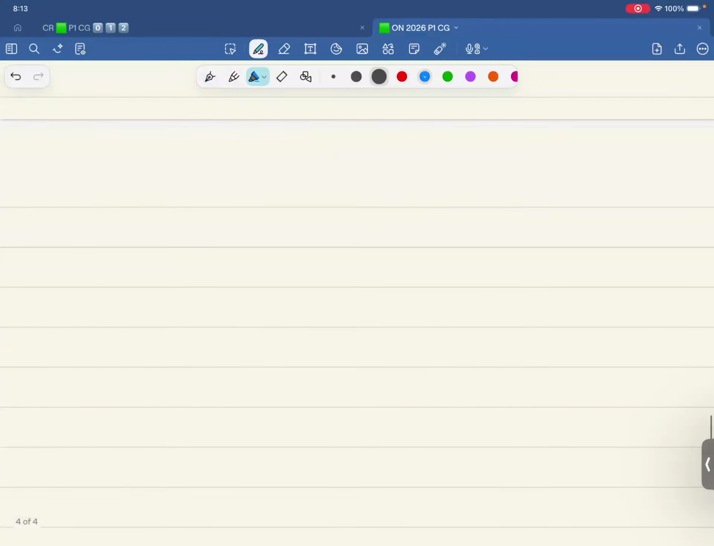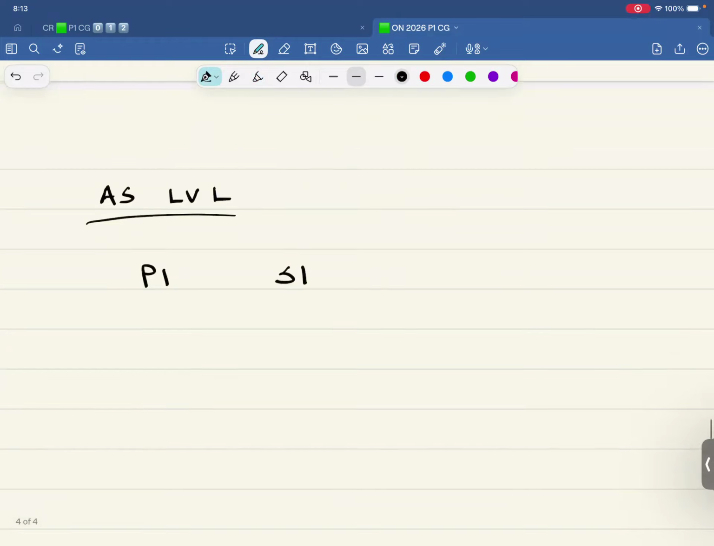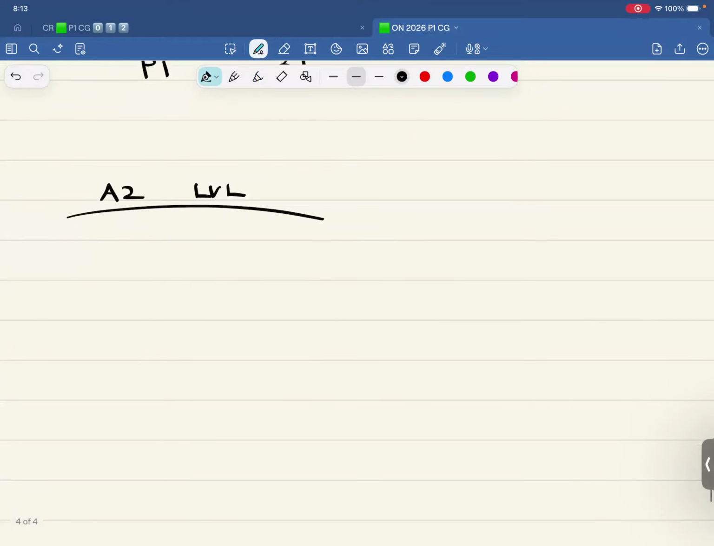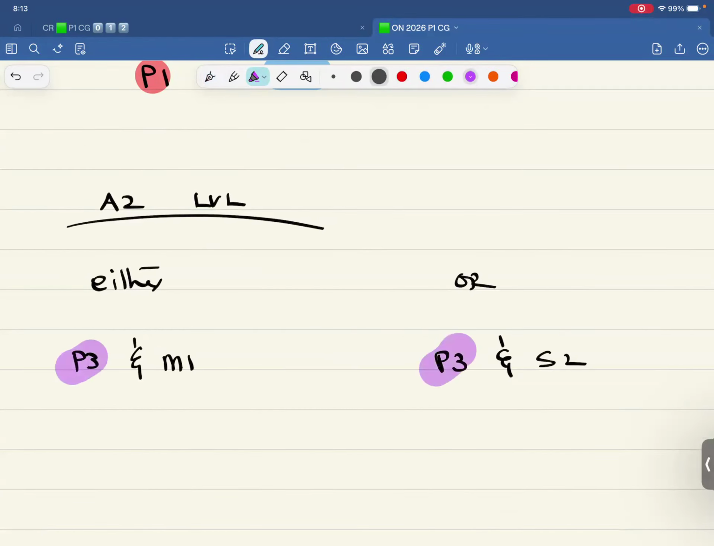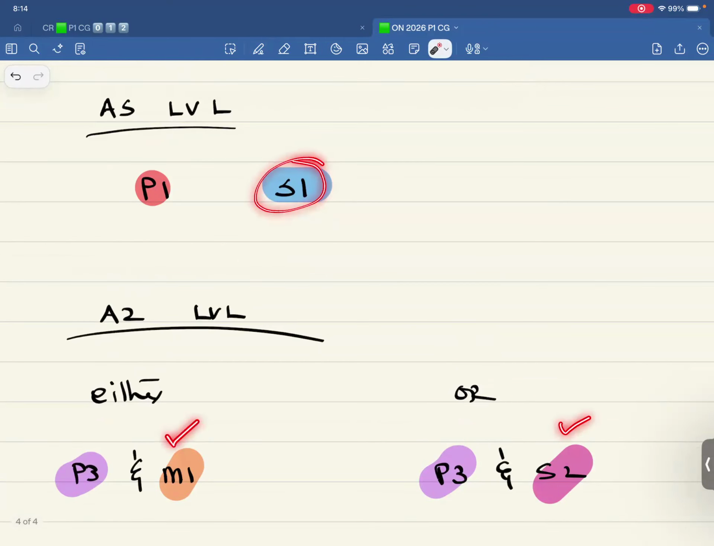So now what happens in that? In AS level maths, people study P1 and S1 in the first year. And in A2 level, you have 2 choices. You can either study P3 and M1, or you can study P3 and S2. So now over here, this is S1, this is P1, this is P3, this is M1, and this is S2. That is why it's better to study S1 in the first year, because you have 2 choices for the second year.